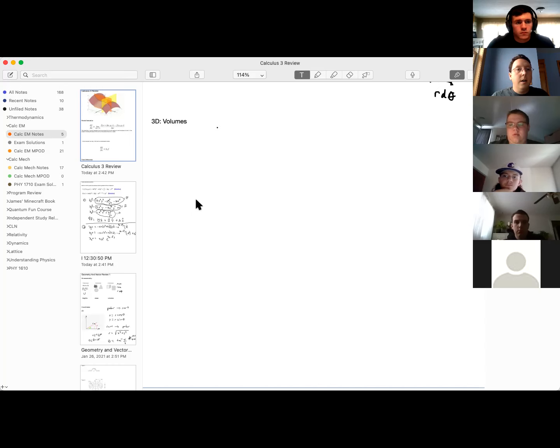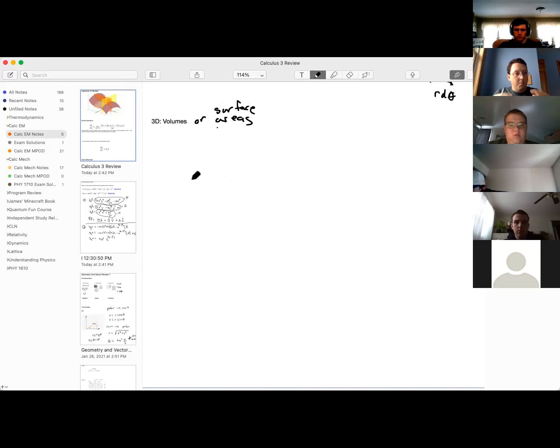All right, 3D volumes or 3D shapes. Actually, you could also do areas. In particular, you could do surface areas. So in 3D, you could have a ball, and it has a surface area. So if a problem is a 3D problem, you might have to think about area, or you might have to think about volume, and you've got to kind of know what's appropriate. And we will have cases of both.